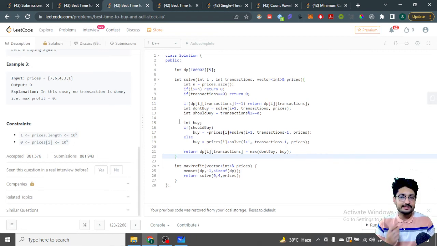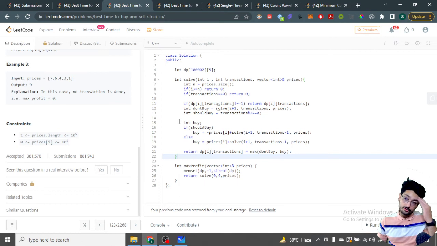The thing is that either I have to buy or not buy it. So let's say that I should not want to take this particular stock on any action. If you don't have to buy it, I will just move on to the next day. Number of transactions remain the same and prices array is there.